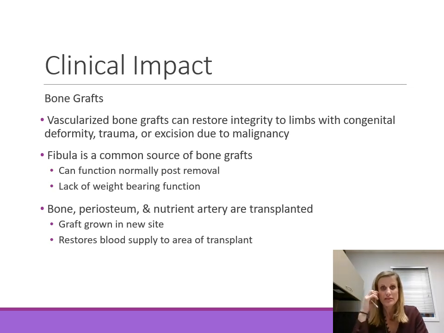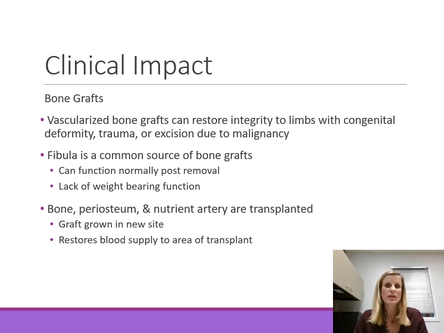The fibula in the distal leg is a common source of bone grafts. And the reason for this is that you can function perfectly normally after a section of the fibula is removed. Run, jump, hop around, perfectly fine without a section of the fibula. The reason for this is the fibula lacks weight-bearing function. The fibula is really there mostly for muscle attachment, so you're able to bear weight just fine while there's a part of the fibula that's been taken out.